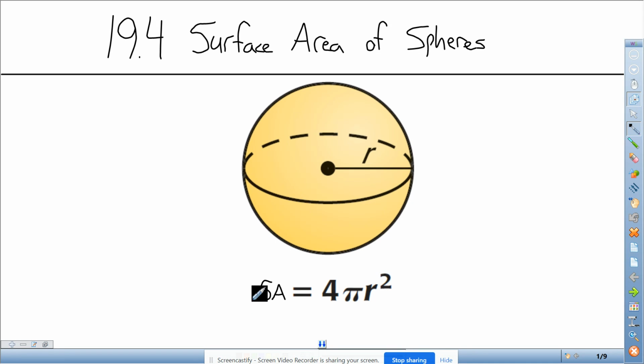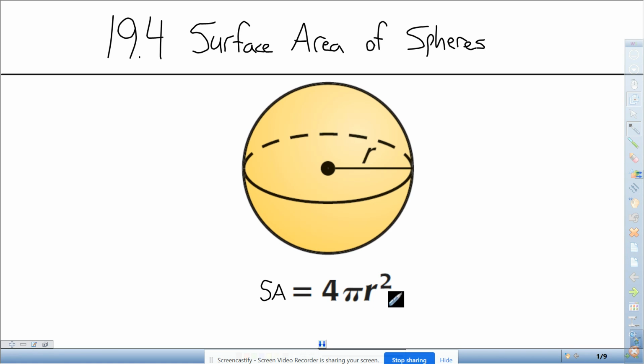All right, so surface area of a sphere equals 4 pi r squared. All right, so actually a really simple formula. Like a lot of these problems that deal with spheres, all we need is the radius of that sphere, and we can type this thing in.